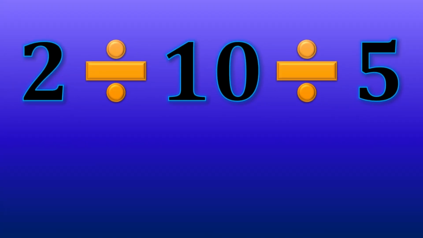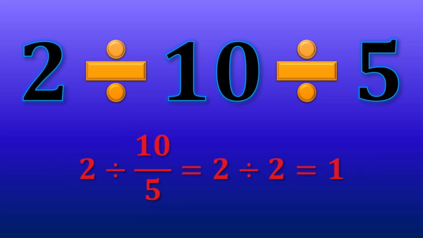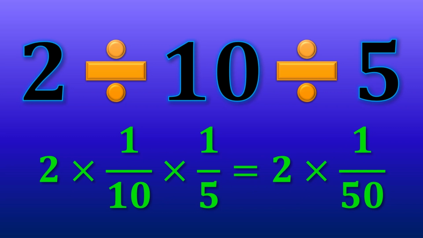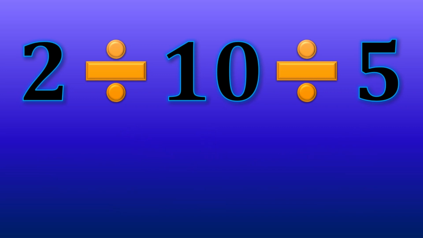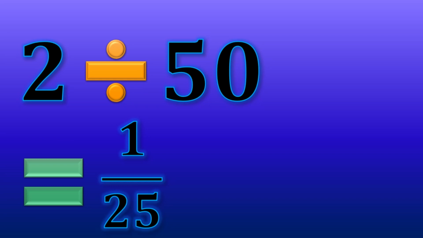Finally, when you see an expression like this, do not make the mistake of dividing 10 by 5. It will give you the wrong answer. Instead, any number that appears directly after the division sign should be multiplied, because their reciprocals are also multiplied. 1/10 times 1/5 is 1/50. Okay, 10 times 5 is 50, and 2 divided by 50 is 1/25, and that is the final answer.